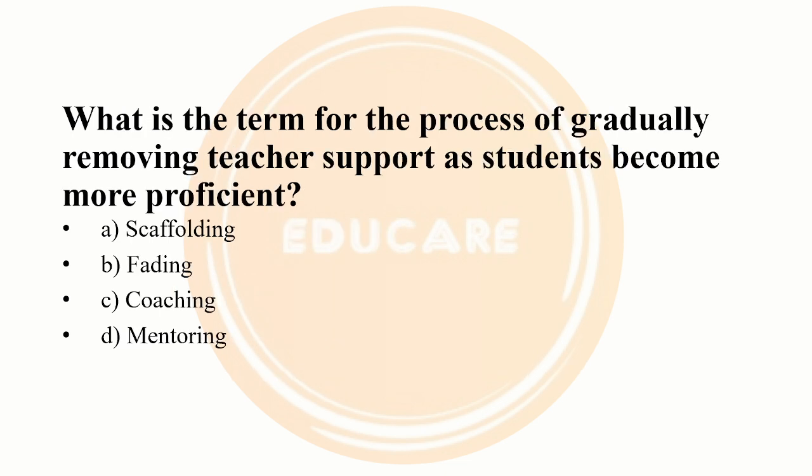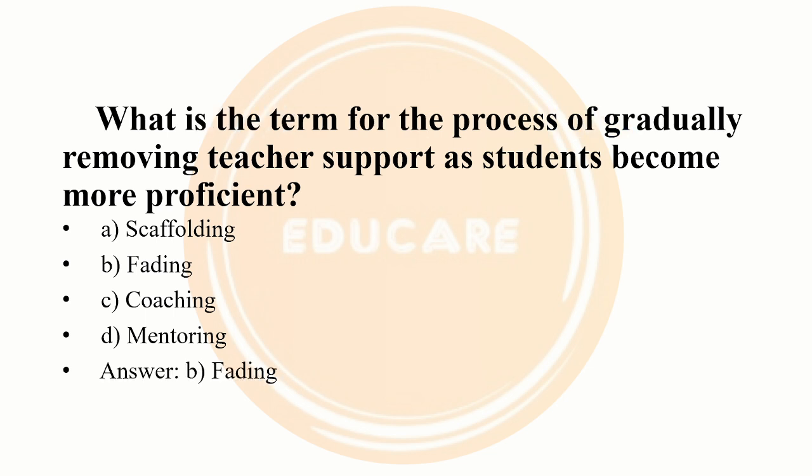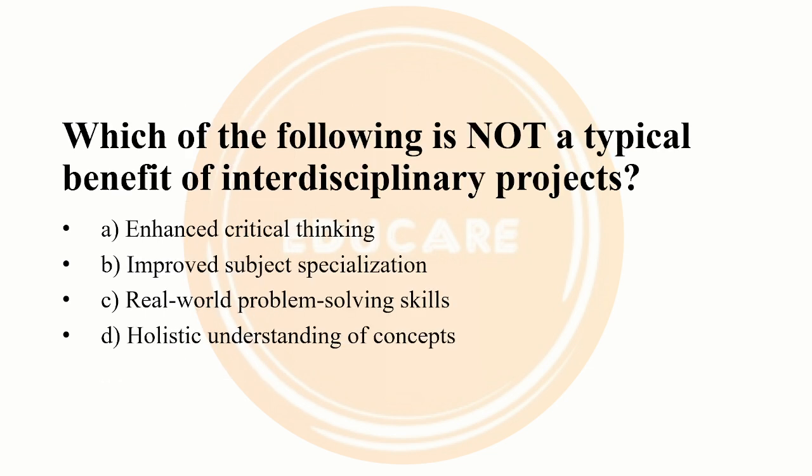What is the term for the process of gradually reducing teacher support as students become more proficient? Option A: scaffolding, B: feeding, C: coaching, D: mentoring. Answer of this question is option B, that is feeding.